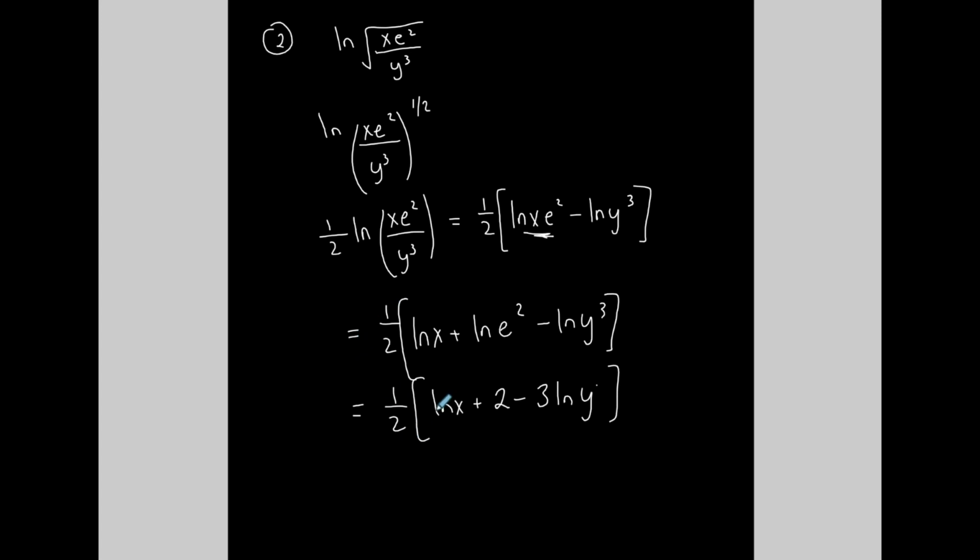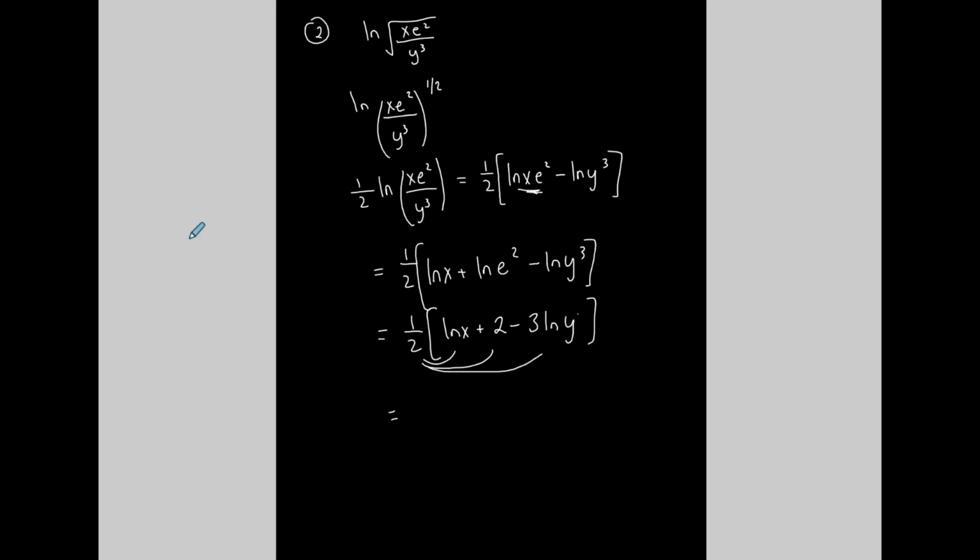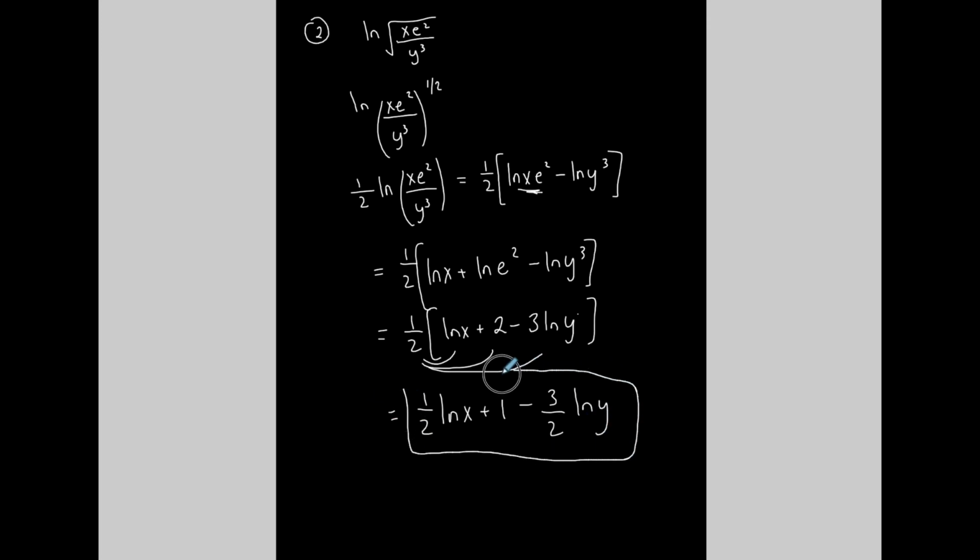So now I'll finally just distribute this 1/2 to every term. And I will end up with 1/2 times ln of x. So we write that as 1/2 ln of x plus 1/2 times 2, which is 1. 1/2 times -3 is -3/2 ln of y. And this is my completely expanded logarithmic expression.